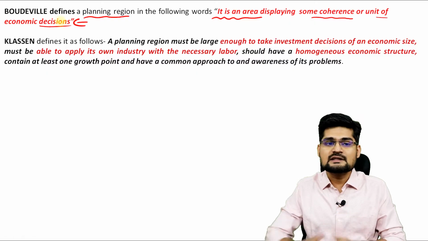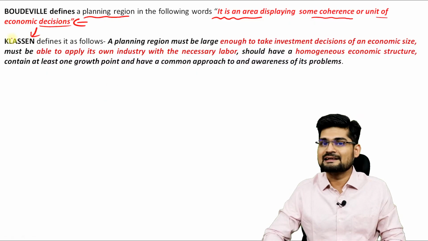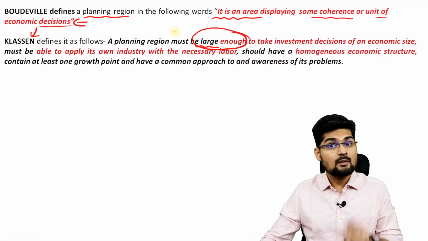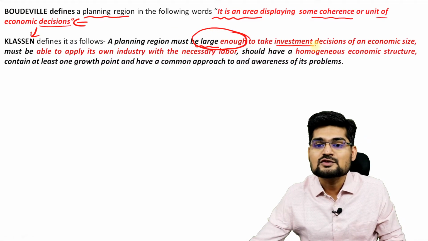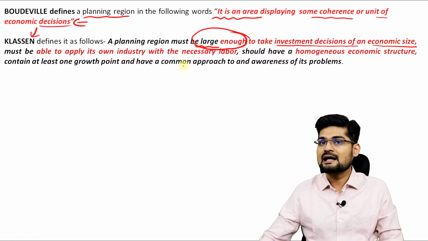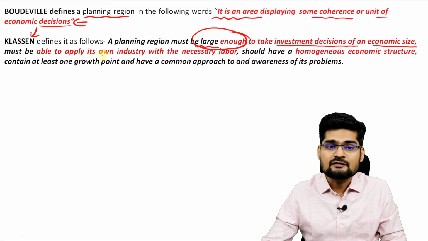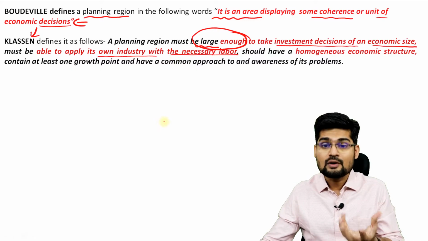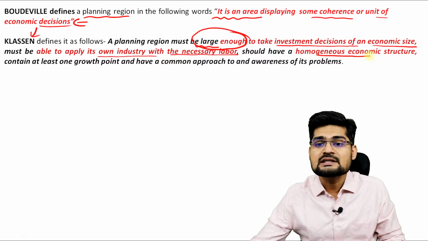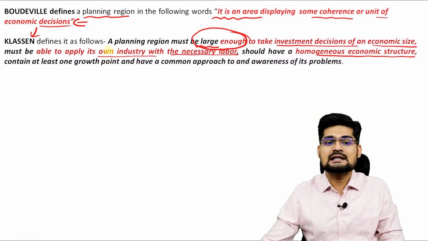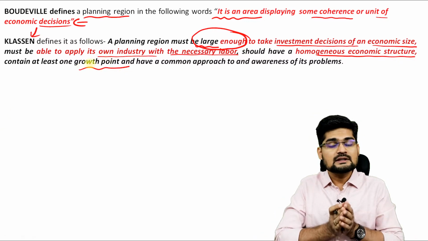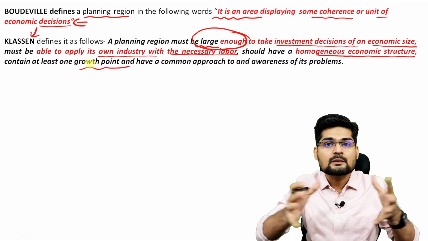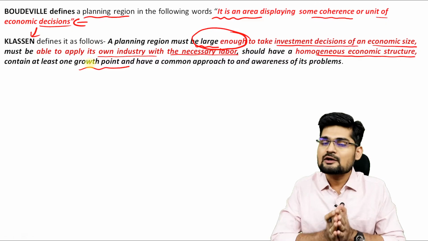Then what we observe is the definition of the great scholar Klassen, and what he says, a planning region must be large enough, remember large enough, to take investment decisions of an economic size, and also it should have enough labor and industry of its own to maintain it, to grow, and also should have homogeneous economic structure alongside the growth point. Now remember, this growth point is a point from where growth triggers along. That's where regional development percolates, right? So this is according to Klassen.